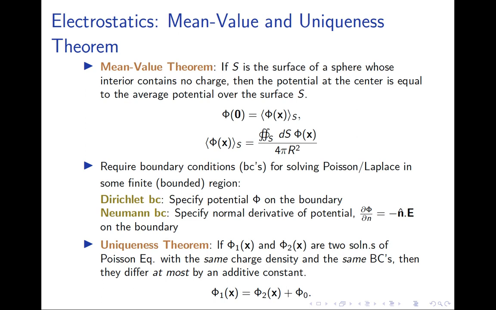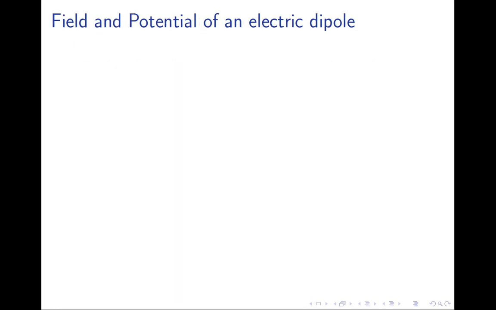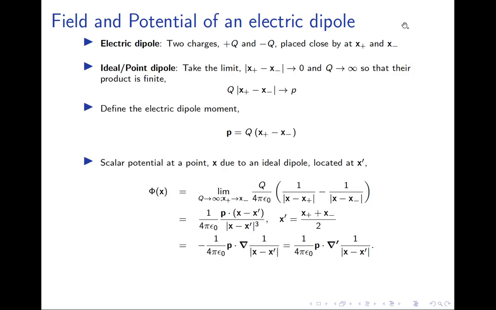Okay, as I said, the next thing to cover is when you have matter. Right now we didn't have matter, we had just free charges moving around in space or in empty space. Before we bring in matter, we have to consider the field and potential for an electric dipole. So what is an electric dipole? Most of you encountered this object in high school. An electric dipole is made up of two point charges plus q and minus q, equal and opposite, placed at nearby locations x plus and x minus. So this is the normal electric dipole.